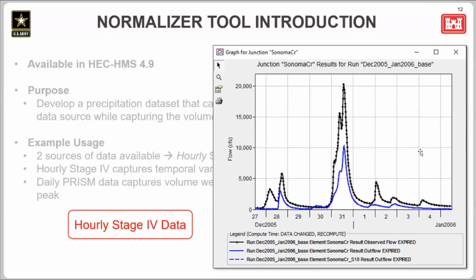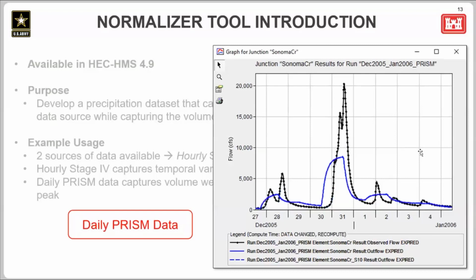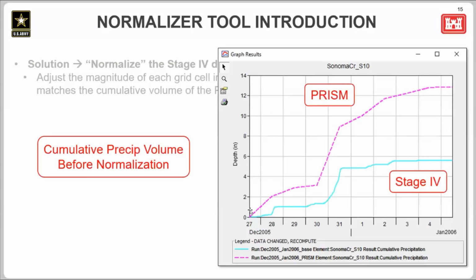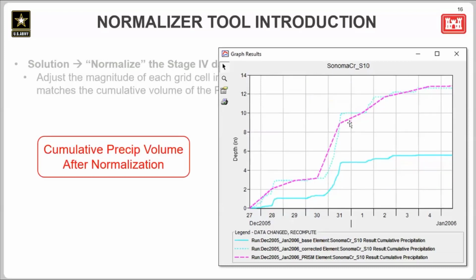I'll show those two plots that Garrett showed before, our hourly data and then our Prism data. Like I said before, all we're doing is adjusting the magnitude of each of our grid cells in the stage 4 data, so that when we add up the volume, it equals the volume of the Prism grids. If we look at our cumulative precipitation before we do our normalization, this is the same plot that Garrett had shown before. We basically want to find some way to move this stage 4 line, this cyan line, up so it matches the Prism line, or the pink dashed line.